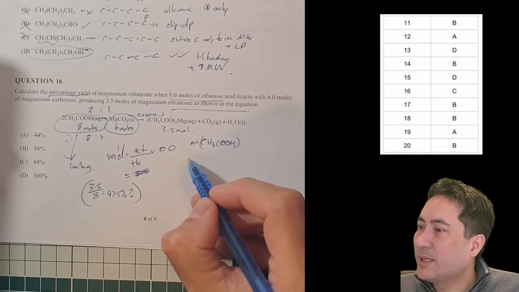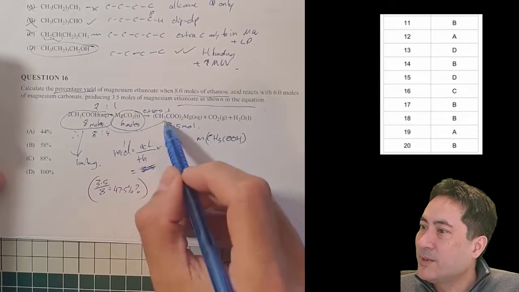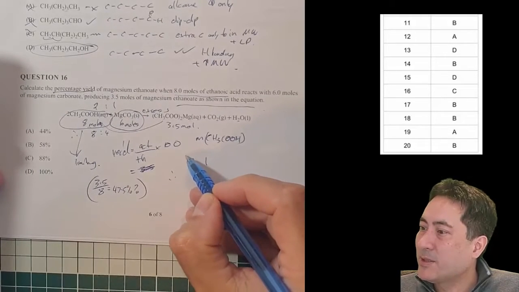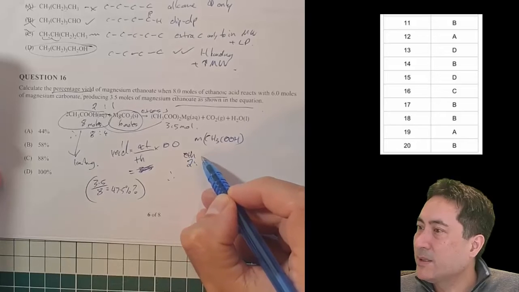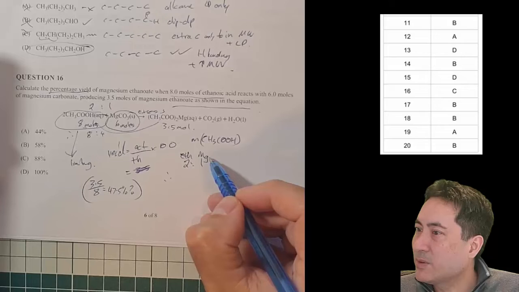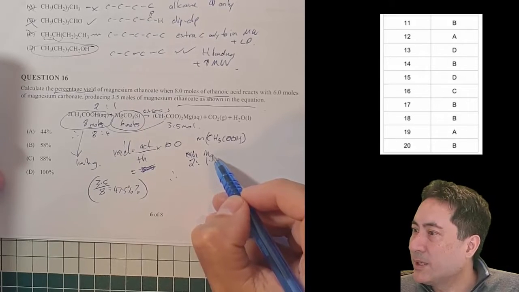All right, so 3.5 over 8, that's 47.5, but that isn't working out what is produced. So that certainly can't be correct. You've got 3.5 as the actual, and you have to work out what you're going to get.